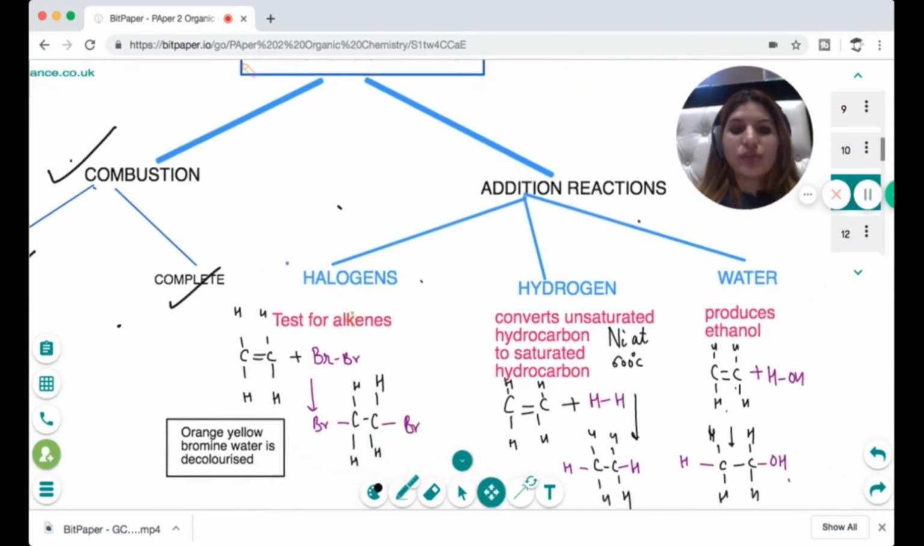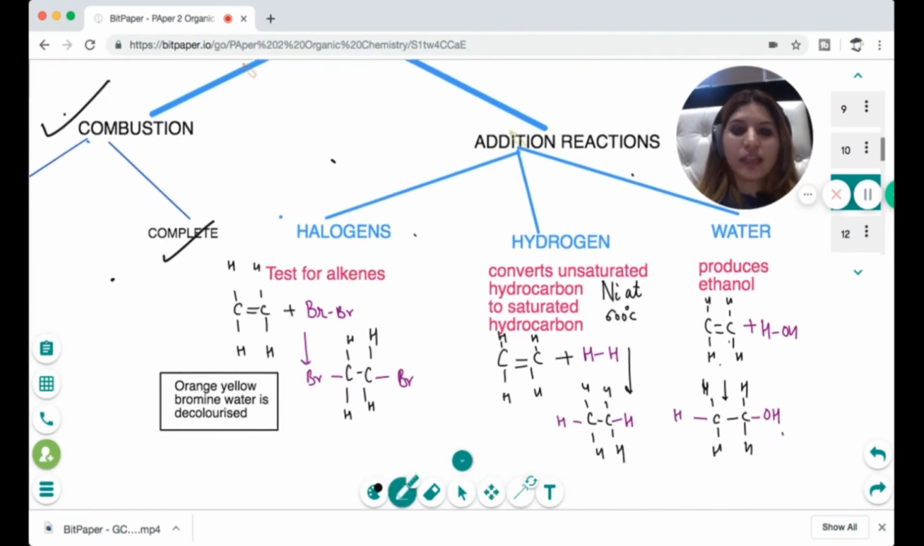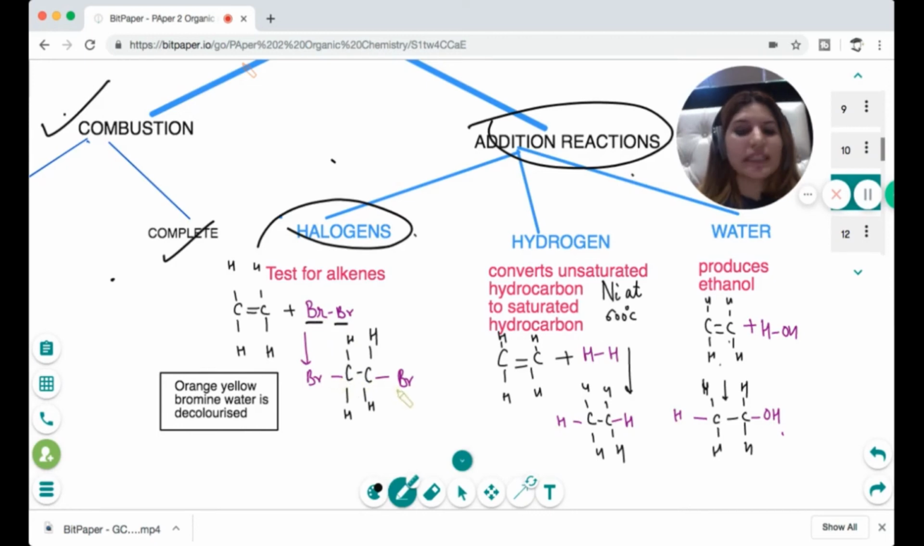Then it shows addition reactions. Now, what are the addition reactions? When you react it with halogen, then the double bond breaks into the single bond, and these 2 atoms attach to each side of the double bond. So when you take ethene and react it with bromine water, this is a test to distinguish between alkane and alkene. The bromine water is orange yellow in color, and if you pass it through alkenes, it will turn clear. So alkenes decolorize bromine water.